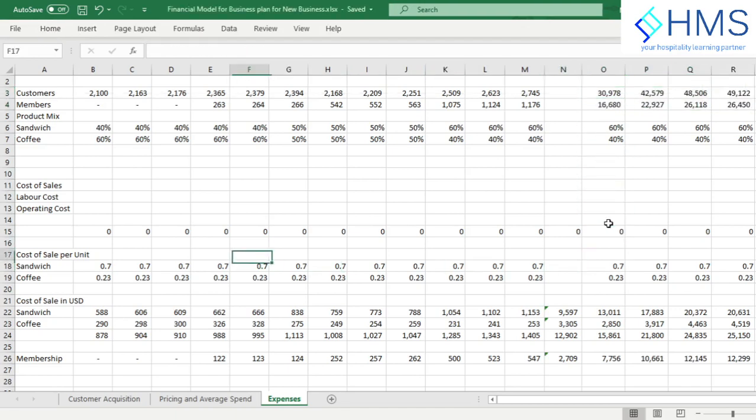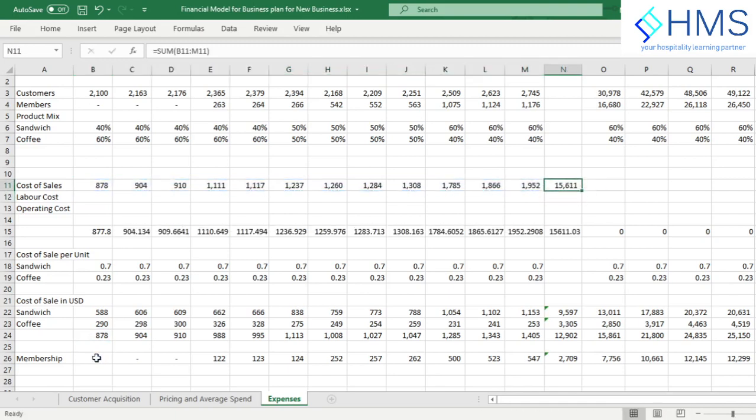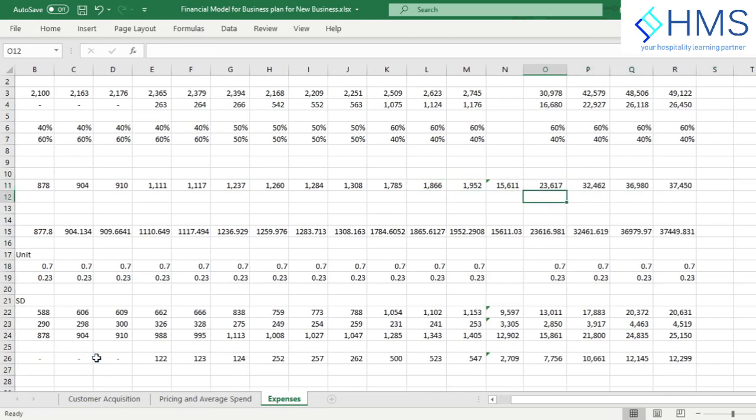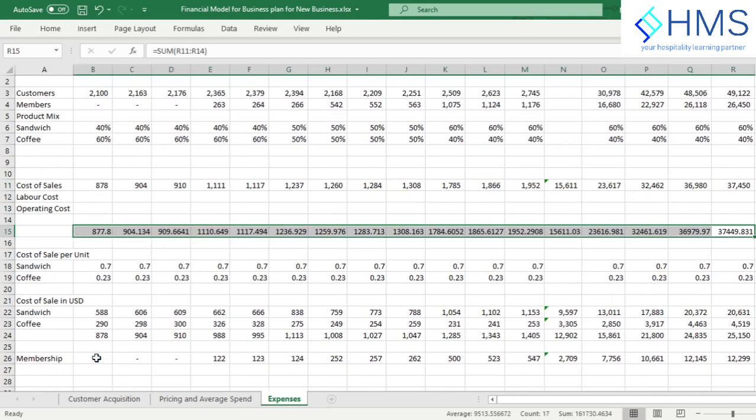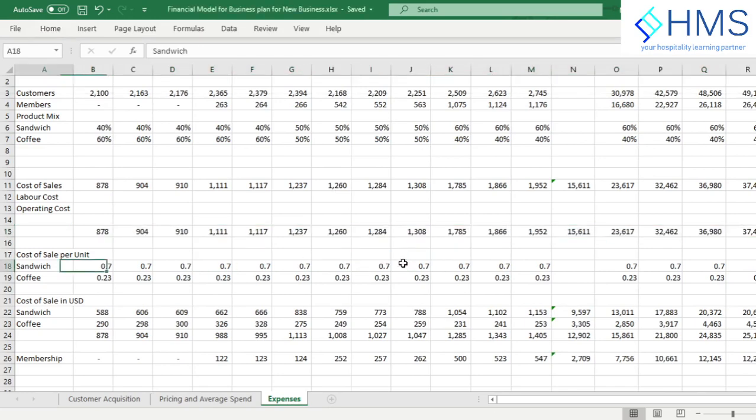So you can build up the cost of sales by being cost of coffee, cost of sales plus the cost of membership, right? You may need to have good Excel skills if you want to build the models faster. Usually I'm using the keyboard skills here.